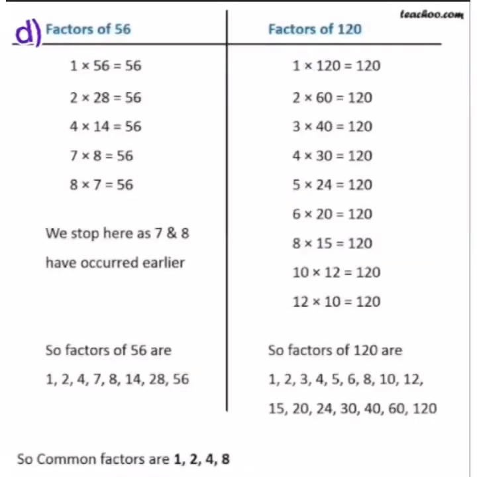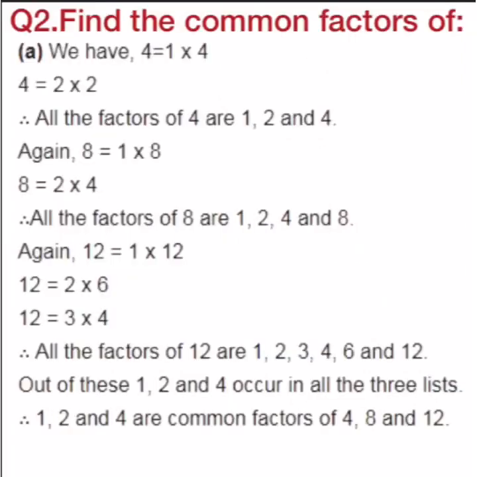Now the factors of 56 and 120. See, there is a big difference between the numbers 56 and 120. The factors of 56 are 1, 2, 4, 7, 8, 14, 28 and 56. And the factors of 120 are 1, 2, 3, 4, 5, 6, 8, 10, 12, 15, 20, 24, 30, 40, 60 and 120. As 120 is greater than 56, it has so many factors. So the common factors of 56 and 120 are 1, 2, 4 and 8. Now move on to the next question.